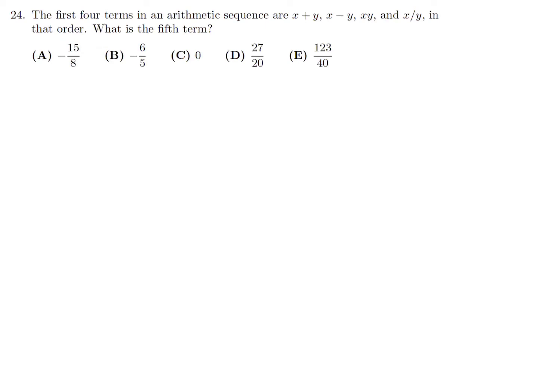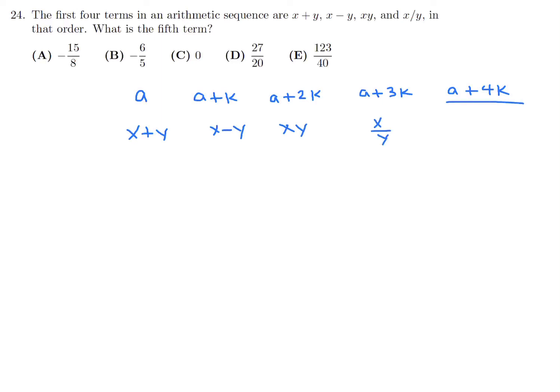The first 4 terms in an arithmetic sequence are x plus y, x minus y, x times y, and x over y, in that order. What is the 5th term? So arithmetic sequences are of the form a, a plus k, a plus 2k, a plus 3k, and so on, right? So they've told you that this is x plus y, this is x minus y, this is x times y, and this is x over y. And they want you to figure out that 5th term.